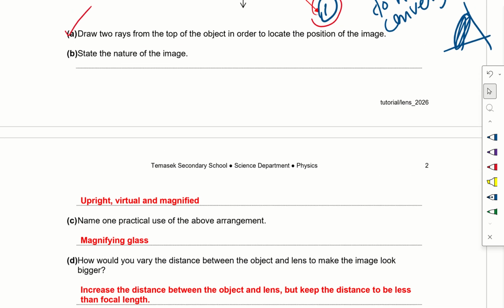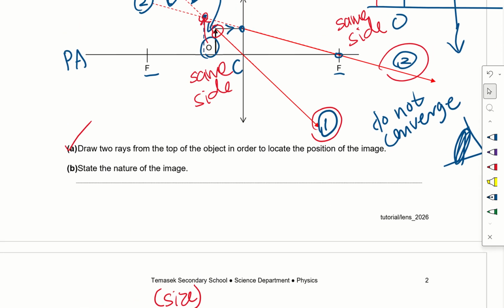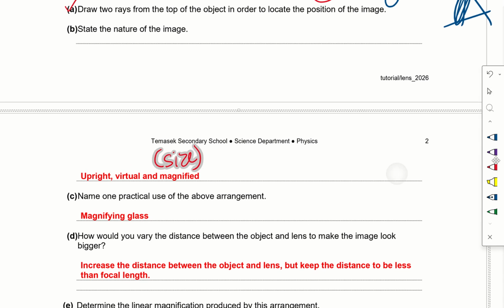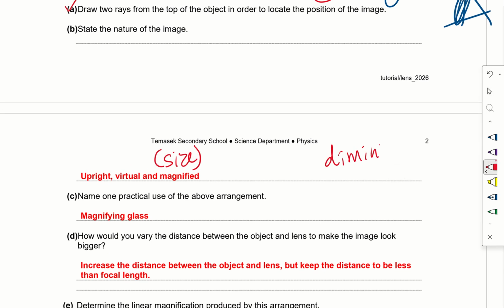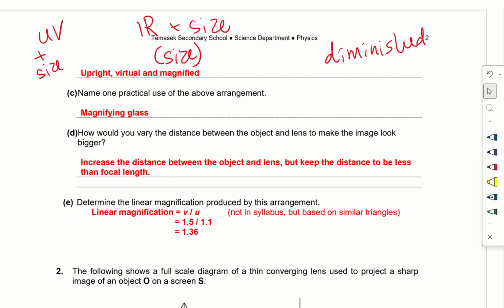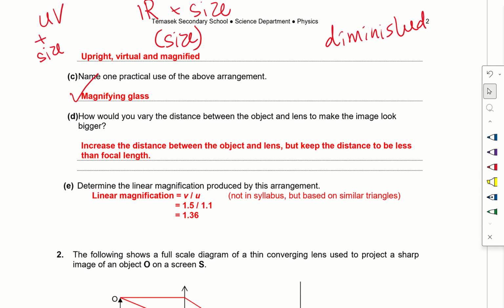And lastly will be the size. You can see that the image size is larger than the object size, therefore it's magnified. If it's smaller, then we call it diminished. So it's either upright virtual or inverted real, plus the size. The size you will have to draw out, then you will know. What's one practical use of the lens arrangement? A magnifying glass. And how would you vary the distance between the object and lens to make the image look bigger?